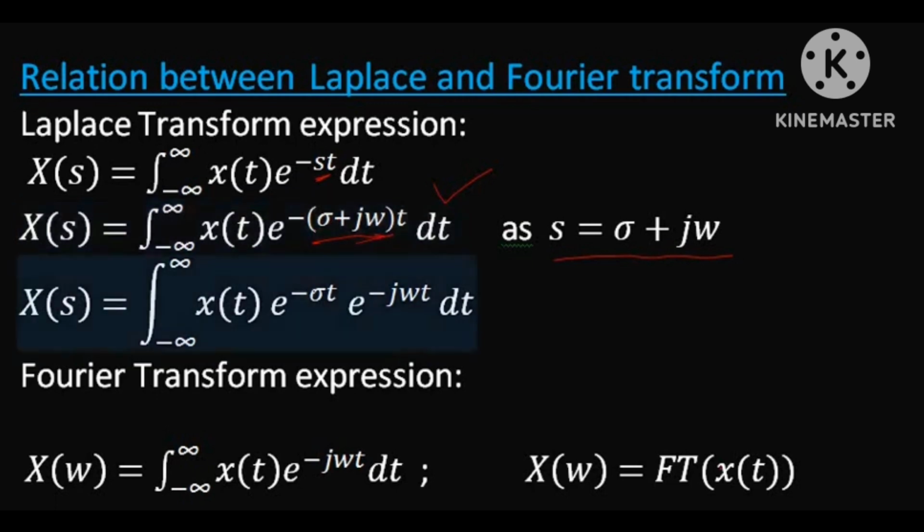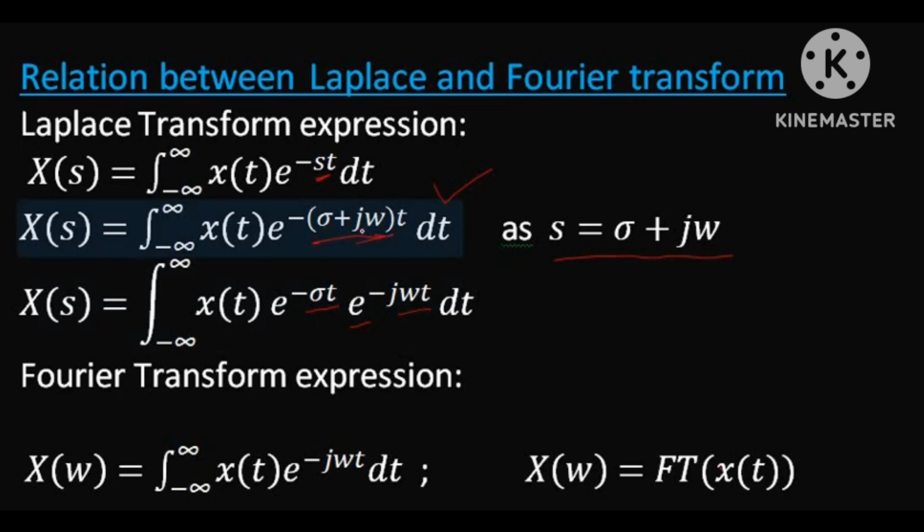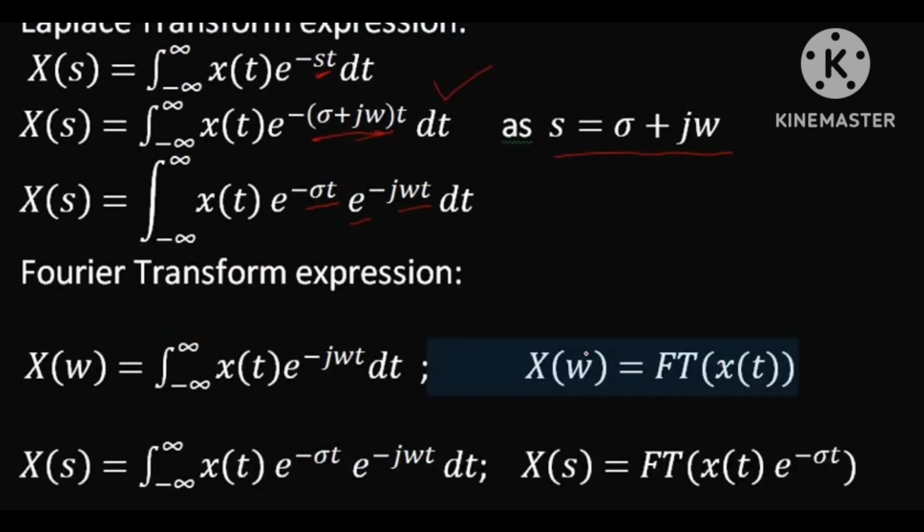Now we have done some simple mathematics. We have split the bracket into e raised to minus sigma t and e raised to minus j omega t. After that, now we have the relation of Fourier transform: X(omega) is equal to integration from minus infinity to infinity x(t) e raised to minus j omega t dt, which we are writing as FT of x(t).